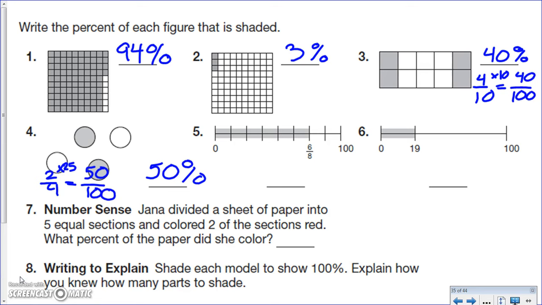For 5, they've already labeled the fraction for us. We have 6/8 of it shaded. Now we know 8 doesn't go into 100 evenly. However, if we simplify the fraction, we get 3/4, and 4 will go into 100. So we're going to set up the proportion using the simplified fraction. Then we know 4 times 25 is 100, so we're going to multiply 3 times 25, which gets us 75. So 75% of the line is shaded.